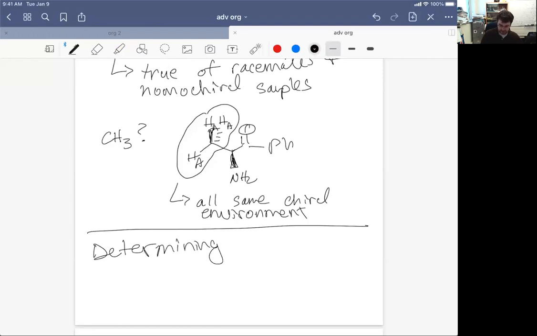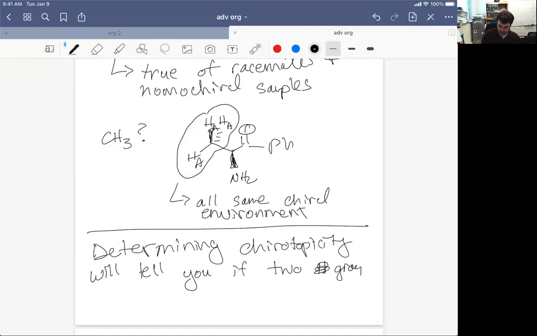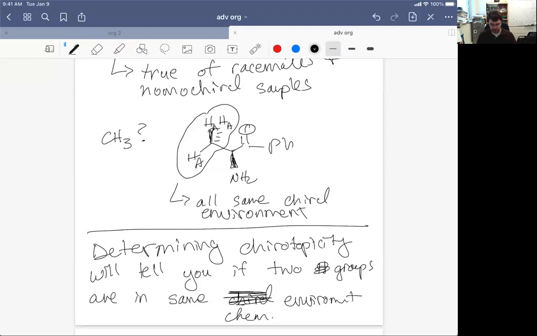Determining the chirotopicity will tell you if two H's or two anythings, groups, are in the same chiral environment or in the same chemical environment. Chiral kind of works, so I'll keep it loosely crossed out.